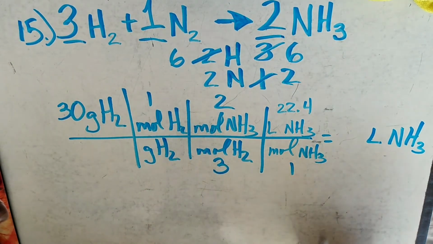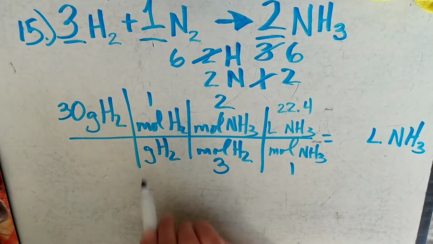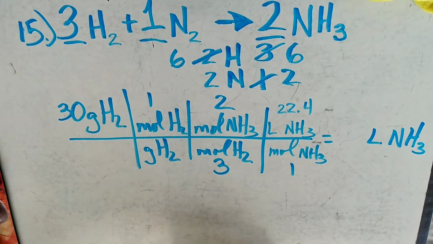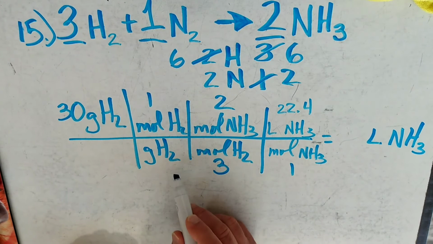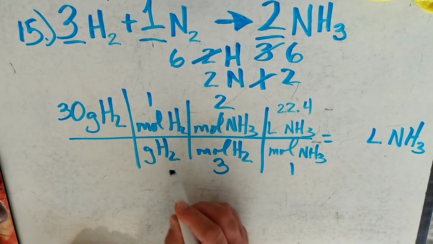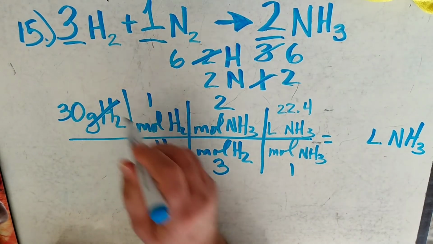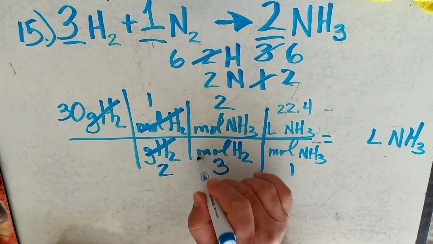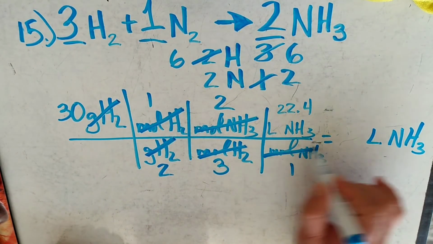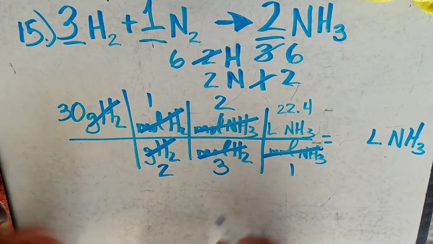Okay, so the only thing we have to do, we plugged all the numbers in except for the grams of hydrogen. So we've got to use our periodic table. We've got to look up hydrogen. Hydrogen has a mass of 1, but there are 2 of them. So 1 times 2 is 2. Okay, now we're done. Grams of hydrogen cancel out. Moles of hydrogen cancel out. Moles of ammonia cancel out. We're now left with our liters.